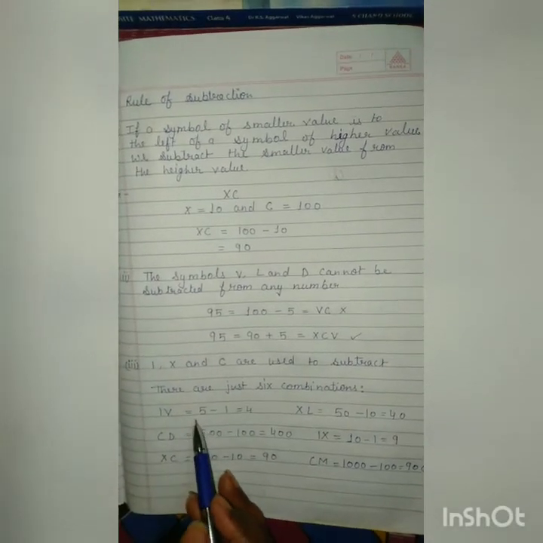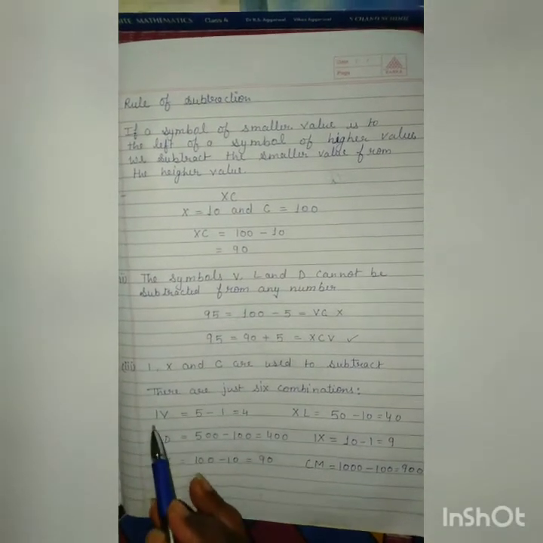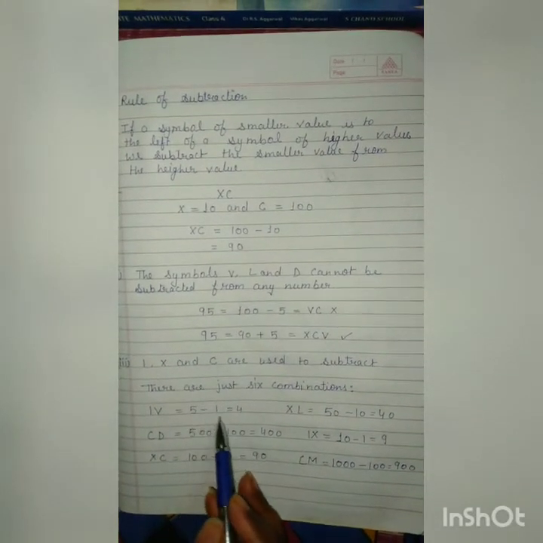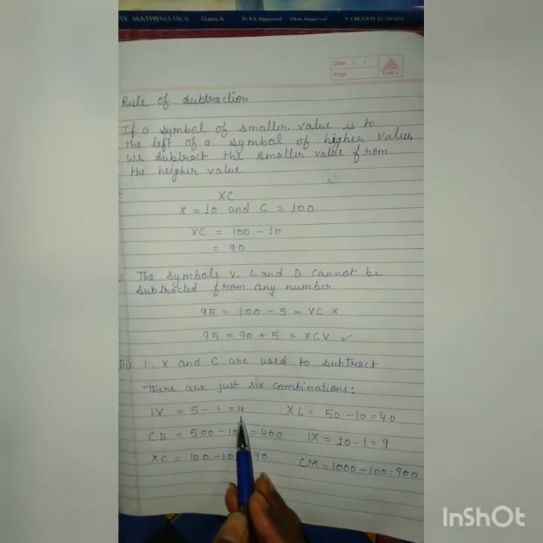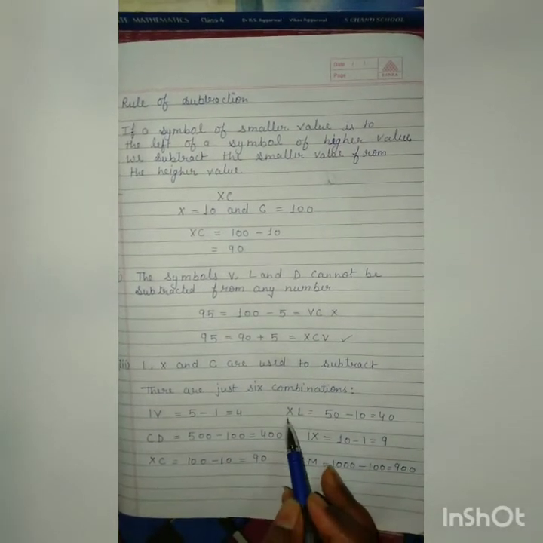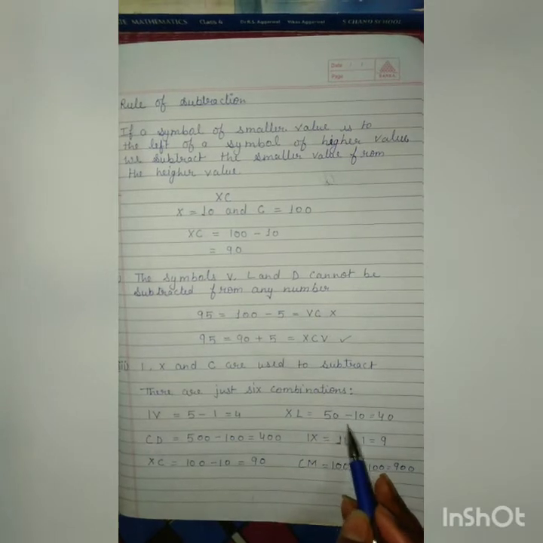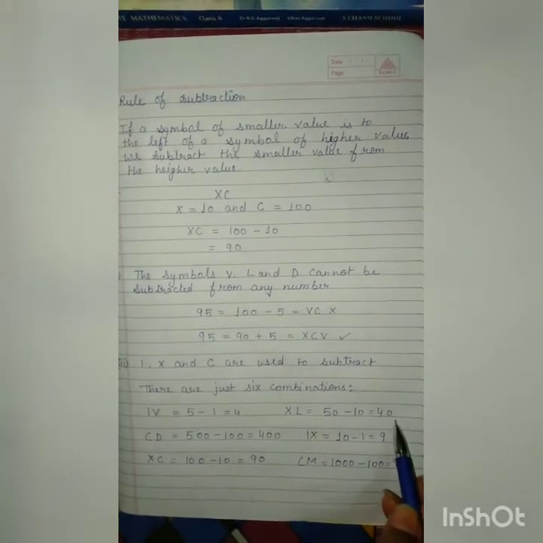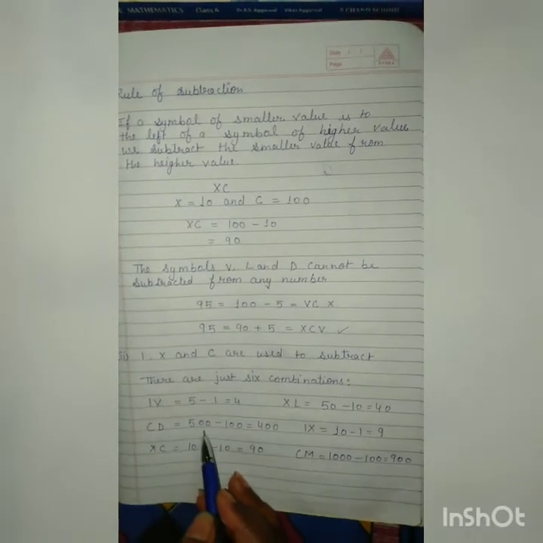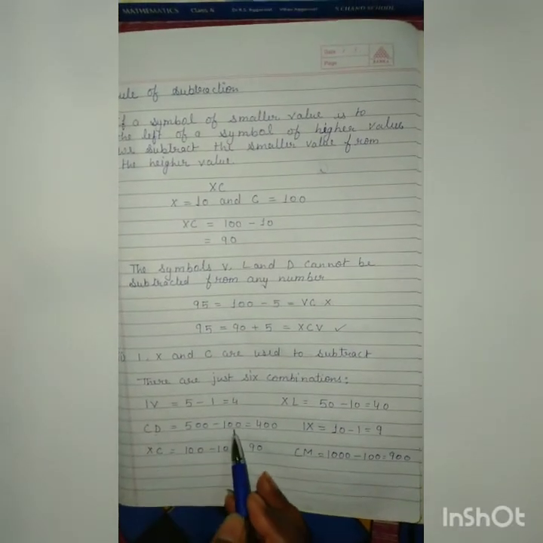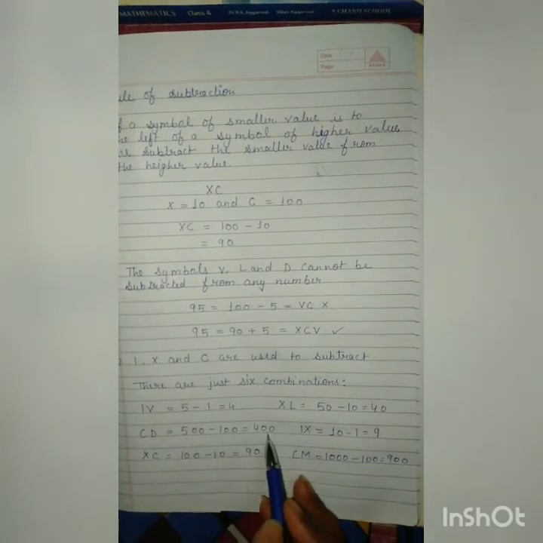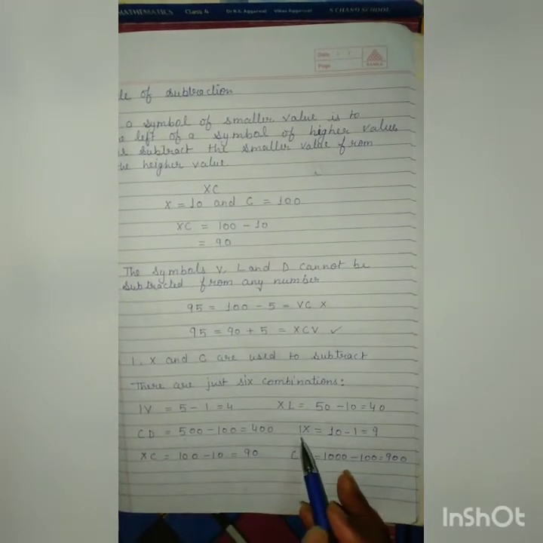IV: V represents 5, I represents 1, 5 minus 1 is equal to 4. XL: L represents 50, X represents 10, 50 minus 10 is equal to 40. CD: D represents 500, C represents 100, 500 minus 100 is equal to 400.